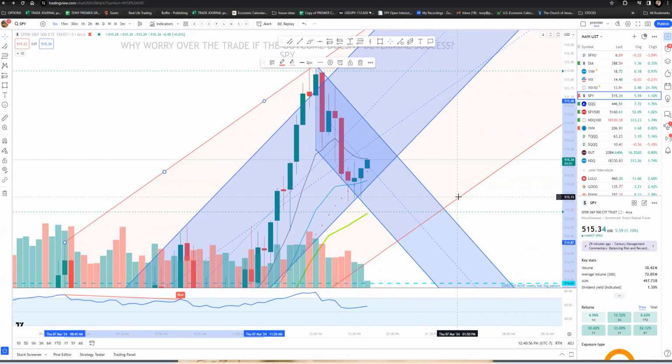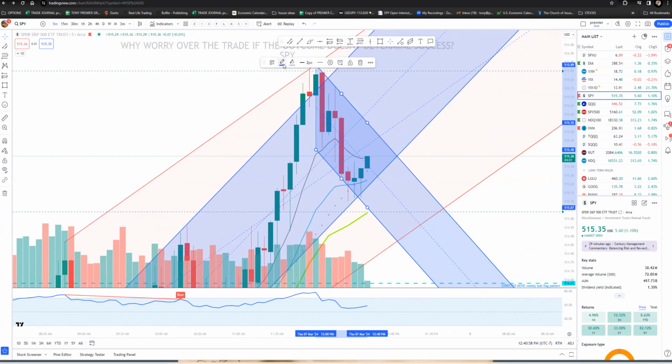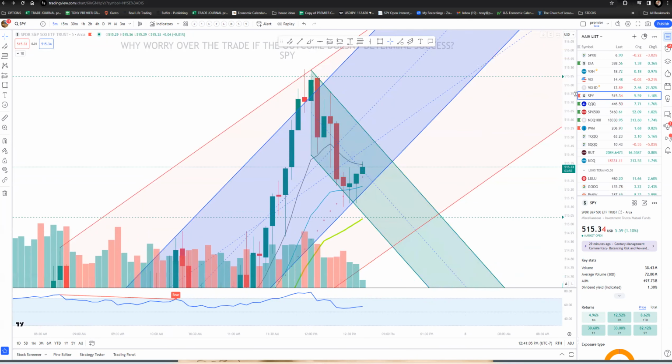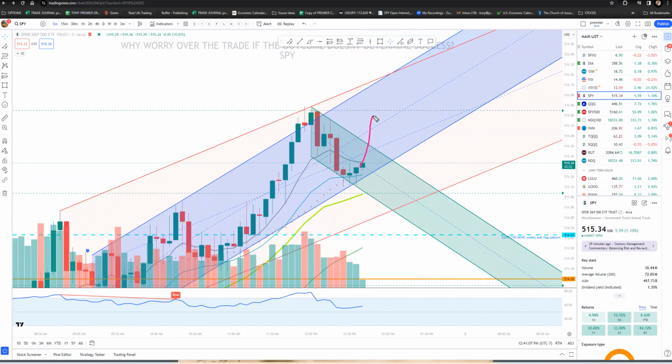So let me change the color of this guy. You know what? I can just get rid of this. Well, let me change the color of this one to like green. There we go. So this green channel, if we can get a close out above that, it's probably going to go crazy. So if we break out here and it comes back, that'd be the time for me to add some to this trade.